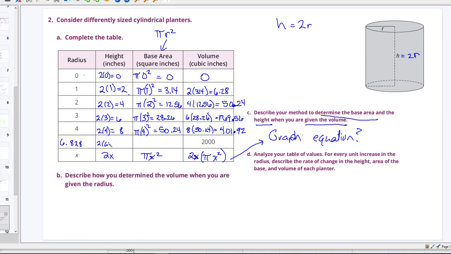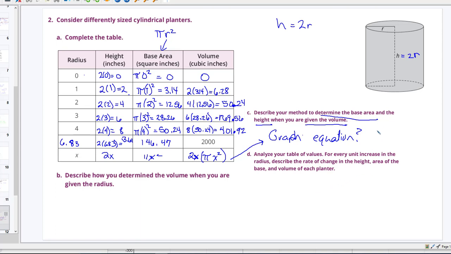So 2 times 6.828, and I'm just going to call that 6.83, just for our ease of work, gives me 13.66. So pi times that 6.83 squared gives me 146.47.